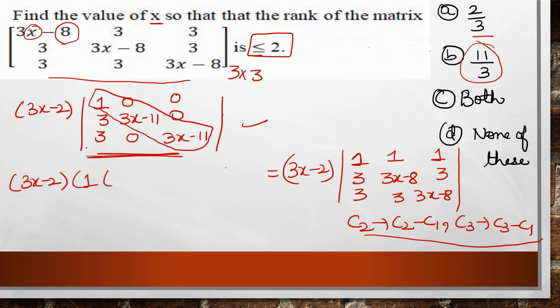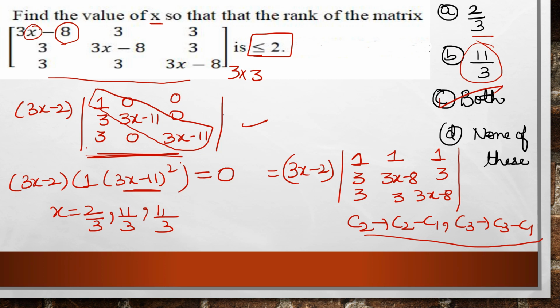This will be 1 into (3x minus 11) square, and because this is singular, the determinant should be 0. So from this you are getting x equals 2 by 3 and 11 by 3 both. Okay, in fact 11 by 3 is coming 2 times. Fine, so that means option C is correct. We are getting the value of x as 2 by 3 and 11 by 3 both.